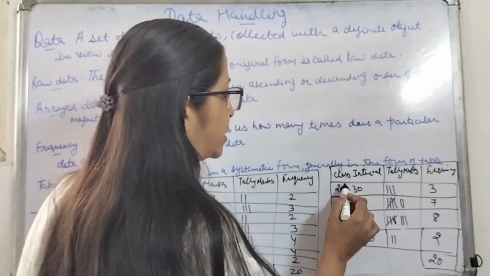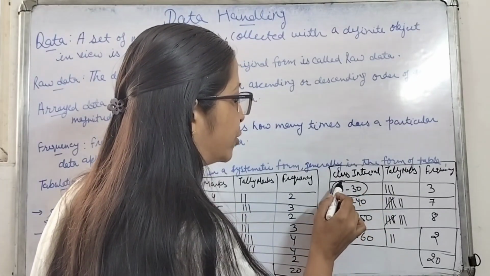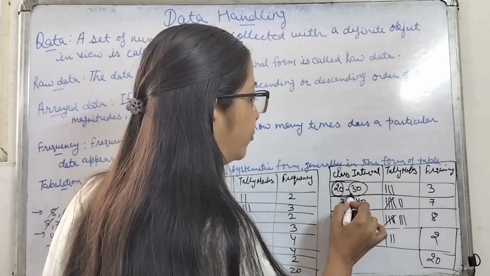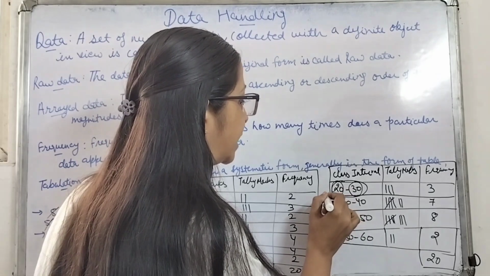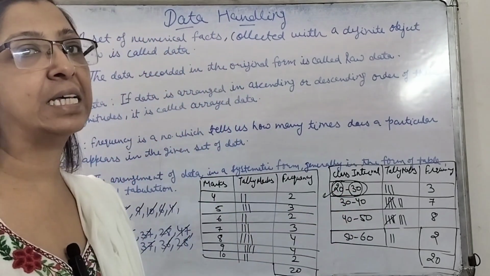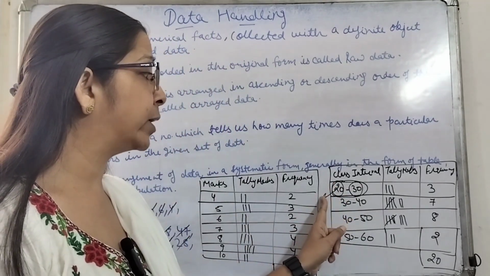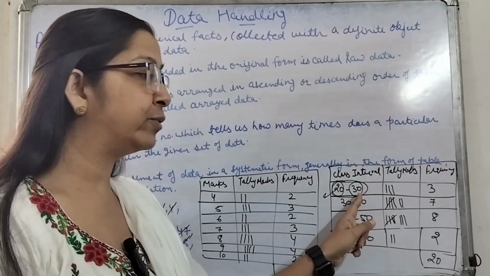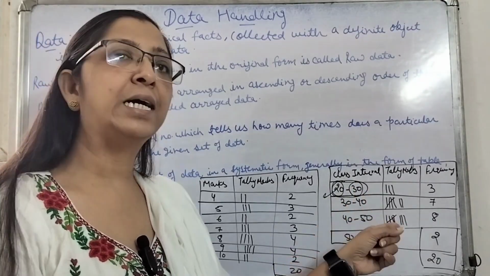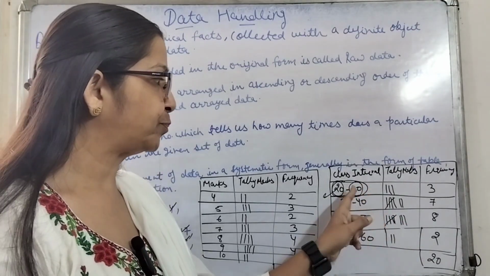Now in this class interval, the smaller value is 20 and the bigger value is 30. So 20 is known as the lower class limit. 20 is the lower class limit of the 20 to 30 class interval, and 30 will be the upper class limit.